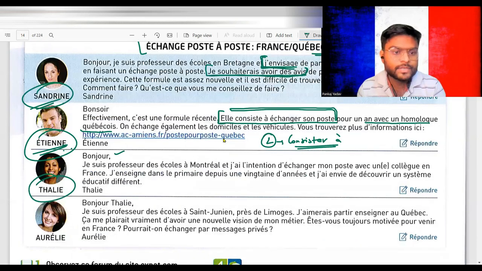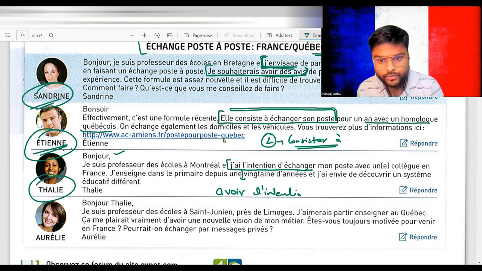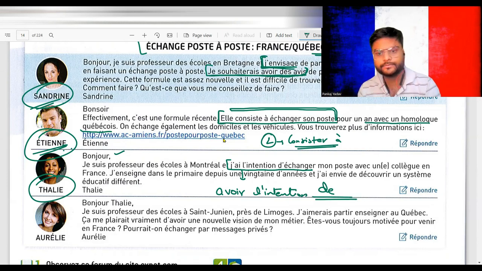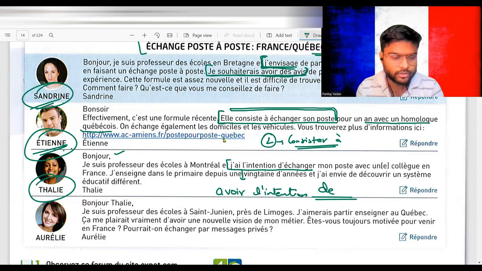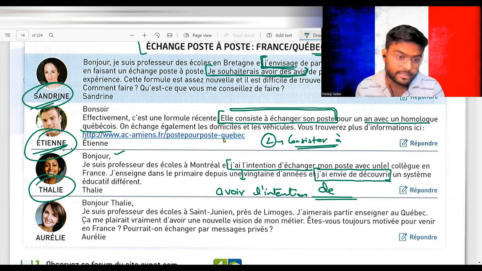This is Tali. Je suis professeur des écoles à Montréal et j'ai l'intention d'échanger. Now, here it is: j'ai l'intention de. So here the structure is avoir l'intention de, d'échanger mon poste avec une collègue en France. J'enseigne dans le primaire depuis une vingtaine d'années, et j'ai envie de découvrir un système éducatif différent.